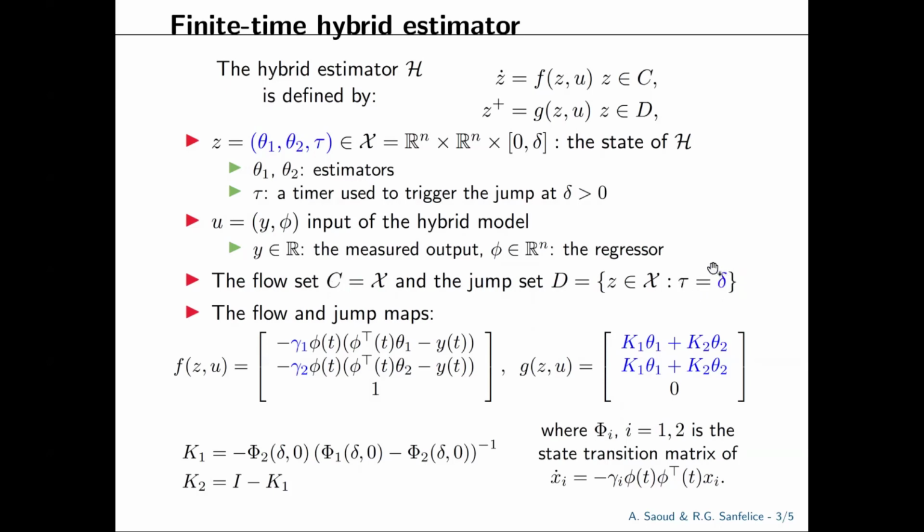predefined positive constant. The flow map here is made of two copies of the classical gradient descent algorithm with different adaptation rates, gamma 1 and gamma 2. And finally, the jump map is constructed based on the functionals K1 and K2 defined here, which makes it possible to ensure a parameter convergence at time delta.